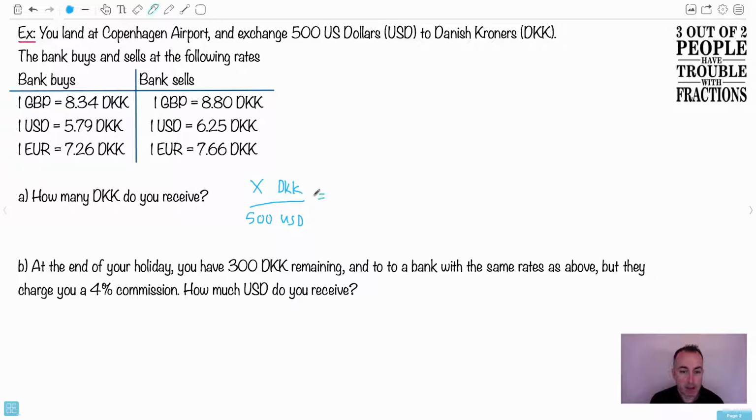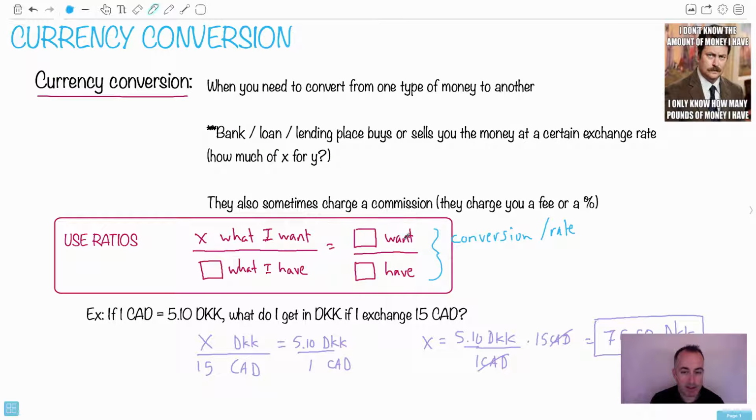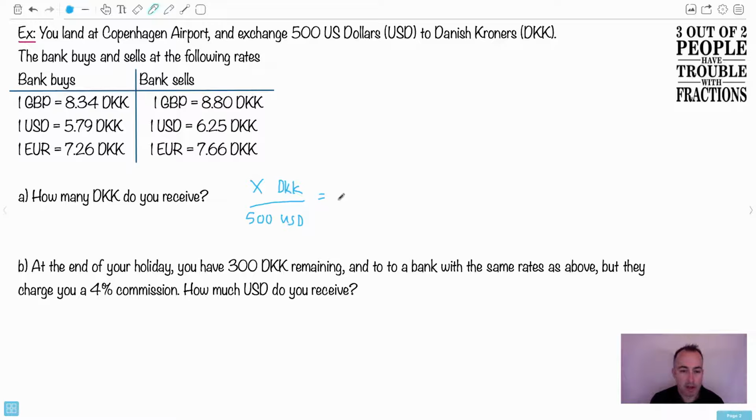Now I'm going to make a ratio. Remember, the ratio has to be the same unit. So whatever I wanted here and whatever I have here, that's my conversion. So I'm going to have something in DKK on the top, because I put those on the top, over something in US dollars on the bottom. Now, what do I know? Well, this is the important part.